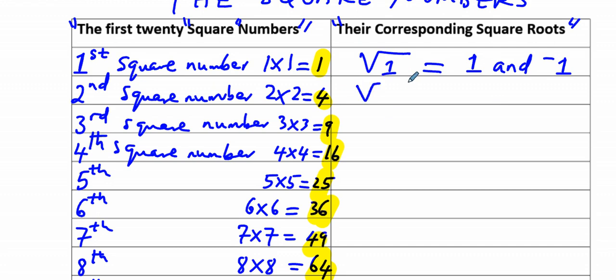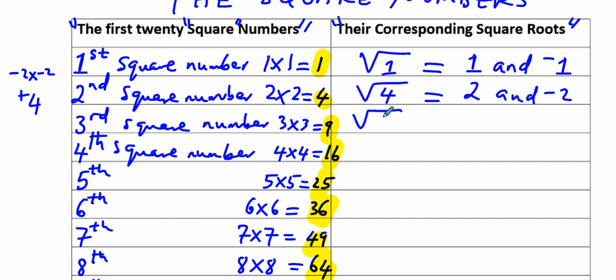How about the square root of 4? We are thinking of a number which when multiplied by itself gives you 4. That is 2. 2 times 2 equals 4. And -2. Why -2? Because -2 times -2 gives you positive 4.